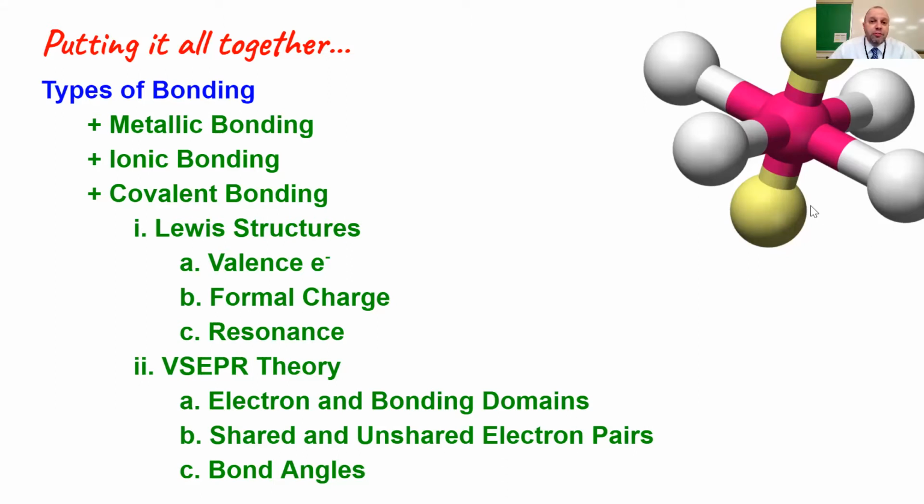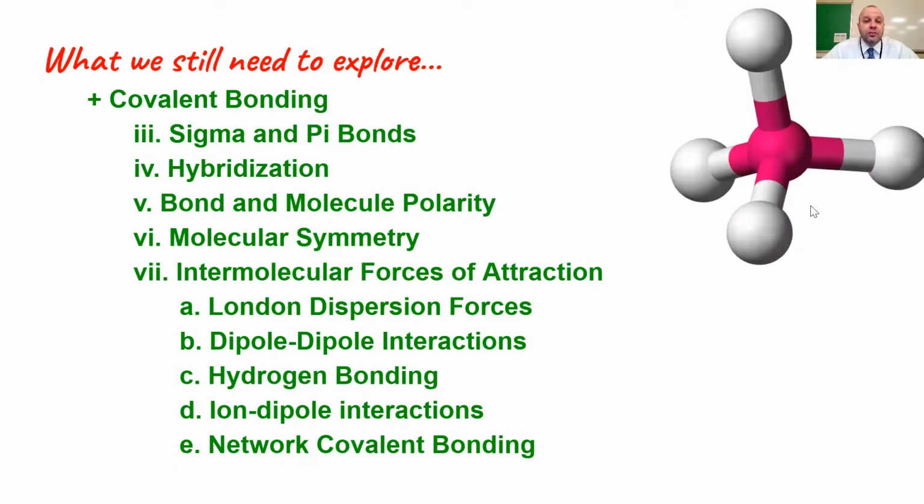What we still have to do before the end of this unit is to finish talking about covalent bonding, and that's going to include a discussion of sigma and pi bonds, which we're going to talk about today, a discussion of hybridization, bond and molecule polarity, molecule symmetry, and then intermolecular forces of attraction, which we'll talk about next week. And those include London dispersion forces, dipole-dipole forces, hydrogen bonding, ion-dipole interactions, and network covalent bonding.